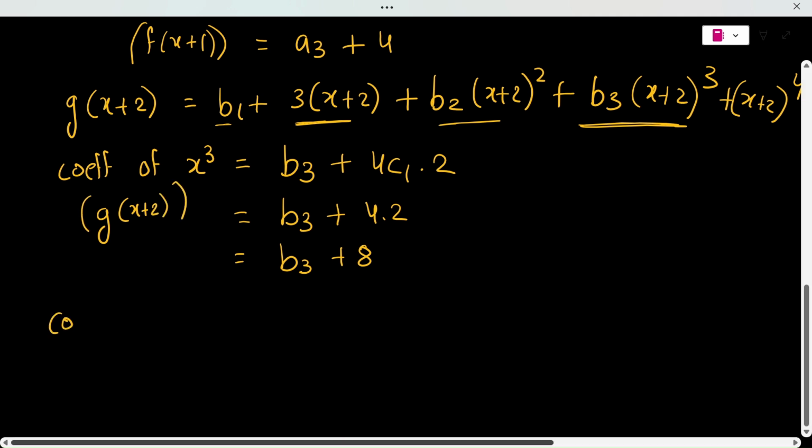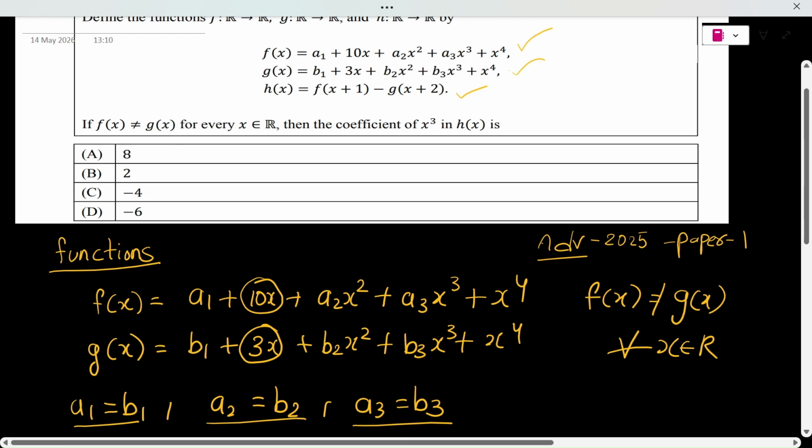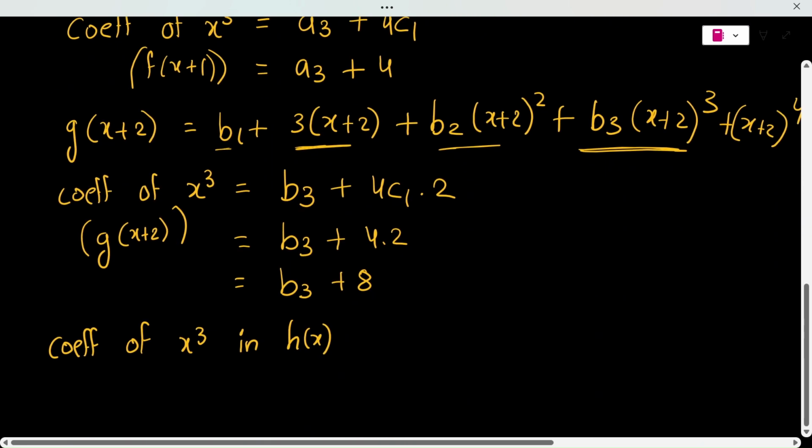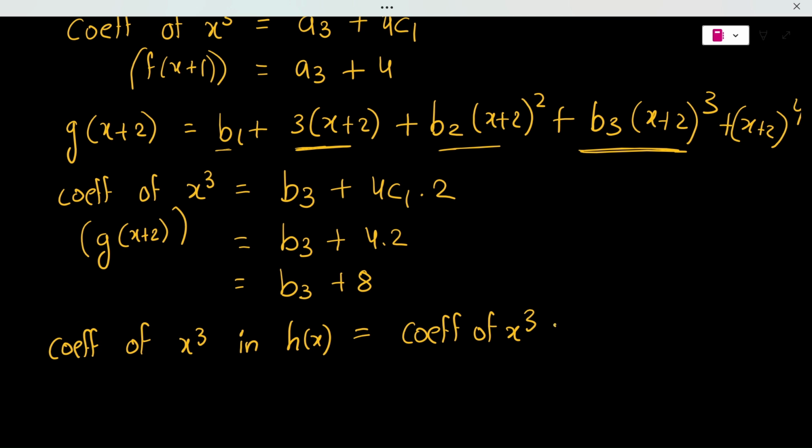Now I need to get the coefficient of x cube in h of x. The formula he has given is h of x is f of x plus 1 minus g of x plus 2. From this I can write the coefficient of x cube in f of x plus 1 minus the coefficient of x cube in g of x plus 2.